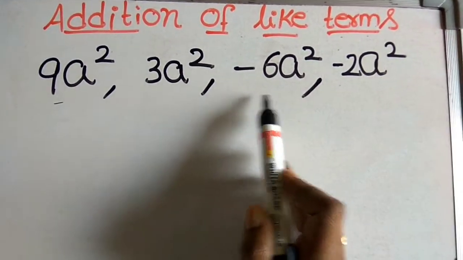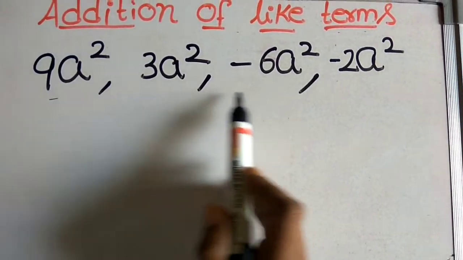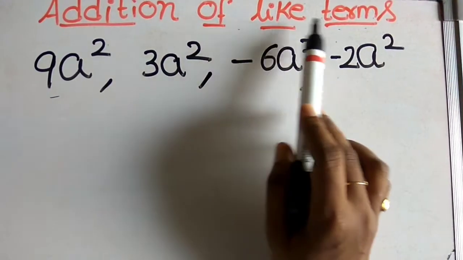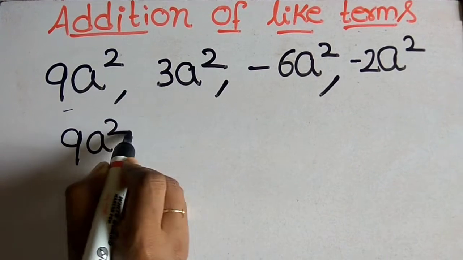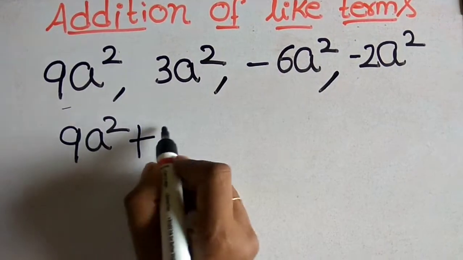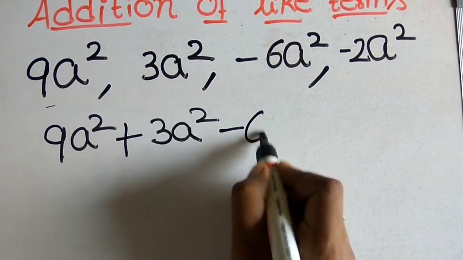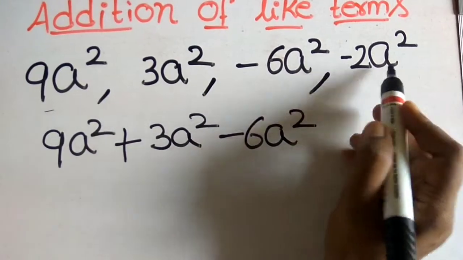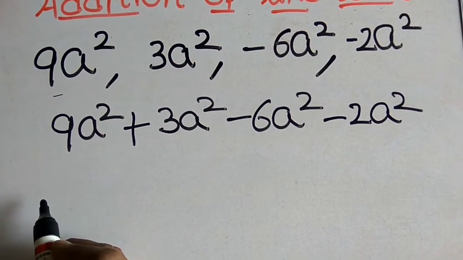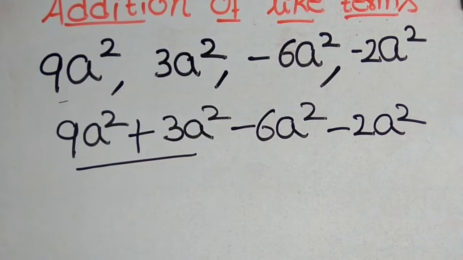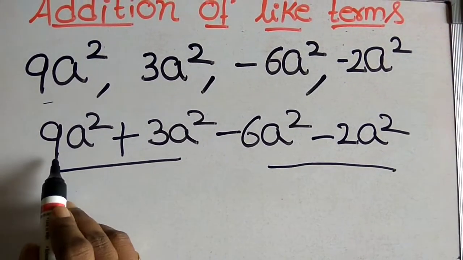9a square, 3a square, minus 6a square, minus 2a square. These are all 4 terms we have here. Now take these terms and we have to do addition. All these are like terms, so no need to check again. So write 9a square plus 3a square minus 6a square and minus 2a square. Now what do we have to do? Yes, check the symbols and we add now. The first one is 9a square plus 3a square and minus 6a square and minus 2a square.